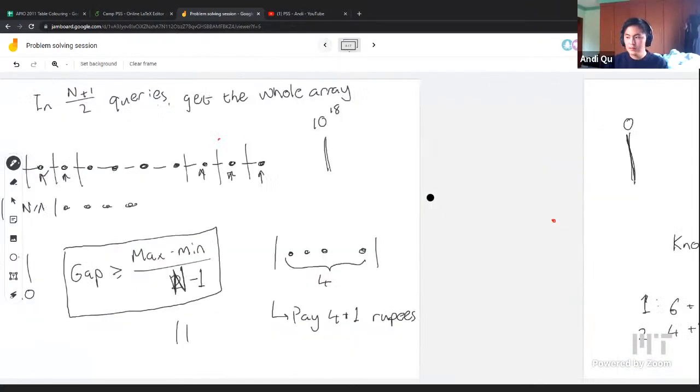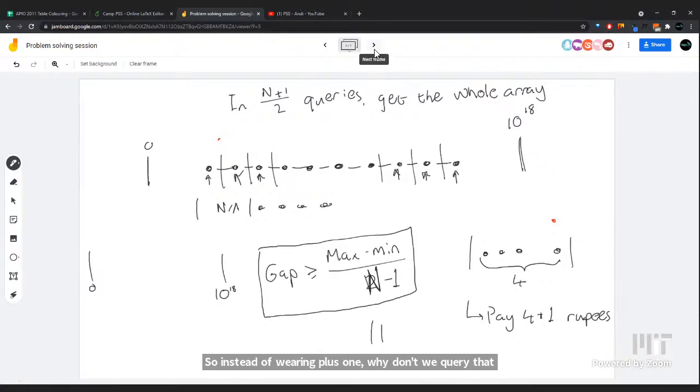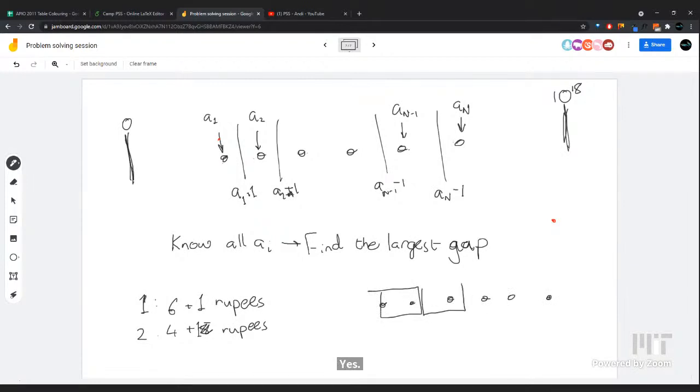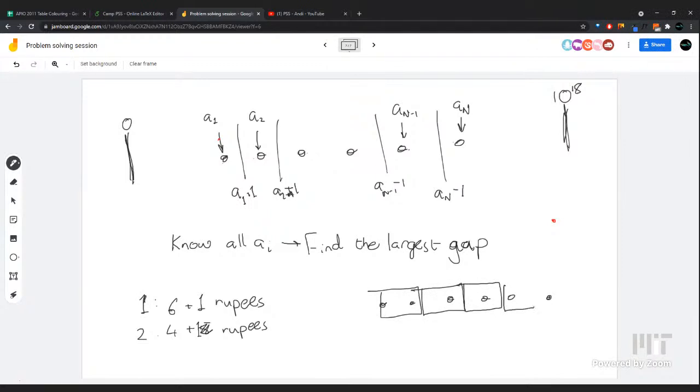Okay, so after the first query, we know that the maximum gap is at least (max minus min) over (n minus 1). So instead of querying +1, why don't we query that gap? We reduce the step by the maximum gap. So you break it into blocks like this and you query that. But the money we pay is the same every time.